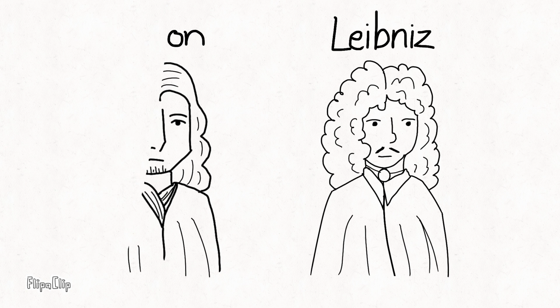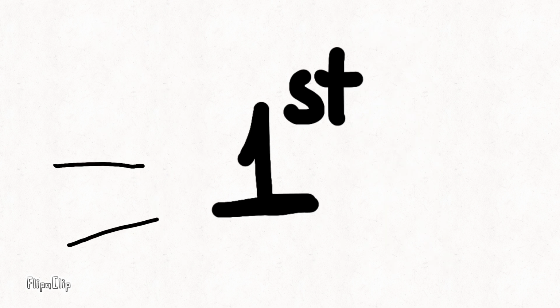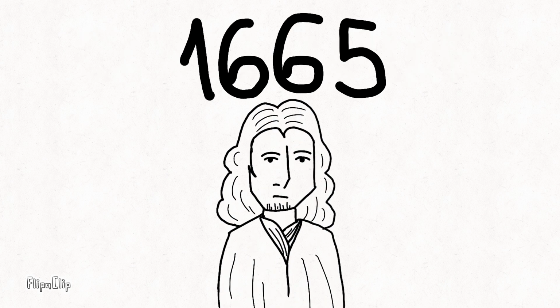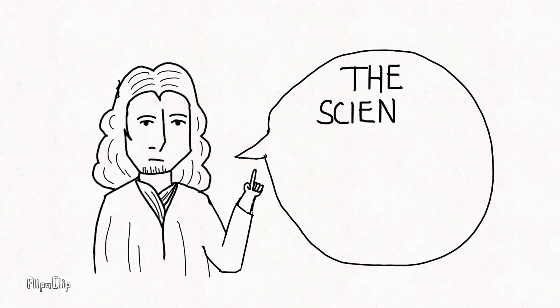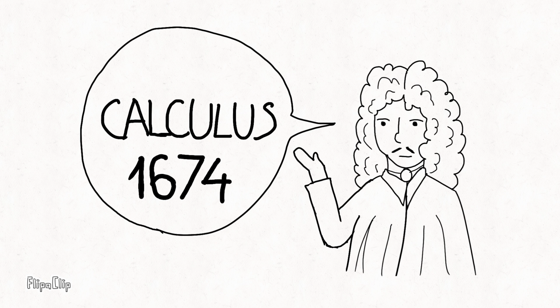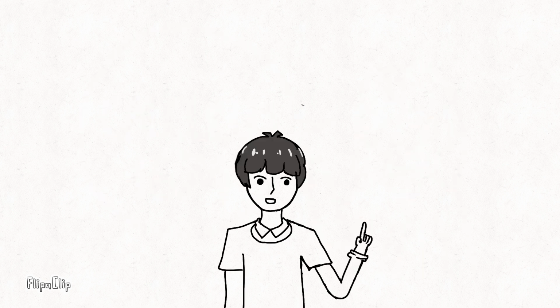a big debate. In fact, the first person to explore the core values of calculus was Newton in 1665, when he called it the science of fluents and fluxions. But the first to publicly introduce the term calculus with a clearer explanation was Leibniz, in 1674, roughly a decade later than Newton. The two different names also reflect how differently they approached calculus.